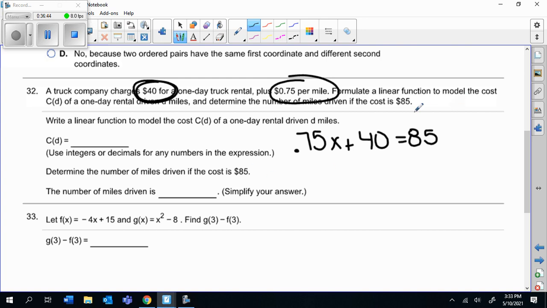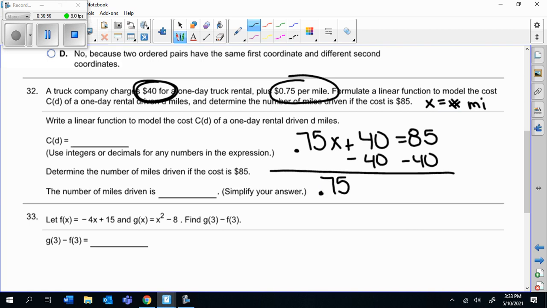So x stands for the number of miles. So take the 40 to the other side. 0.75x equals 45, and divide it. 45 divided by 0.75 is 60. So the number of miles driven is 60.